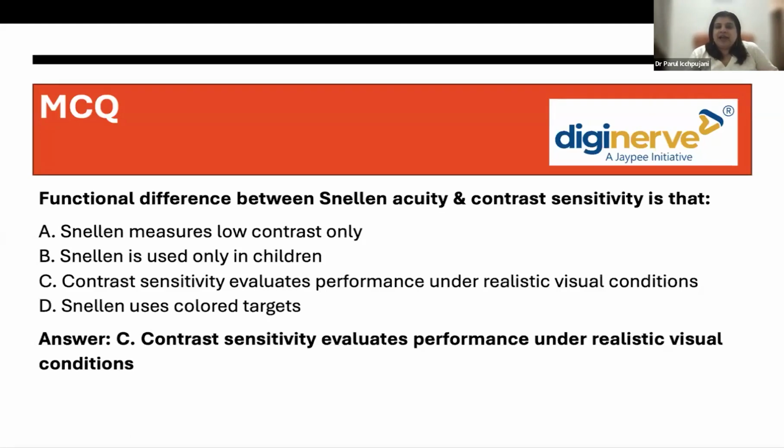Contrast sensitivity evaluates performance under realistic visual conditions. This is what we have reiterated in the previous question also, and therefore this is the correct answer. The fourth option was that Snellen uses color targets. No, Snellen uses black targets against a white background, so the fourth option also is incorrect.